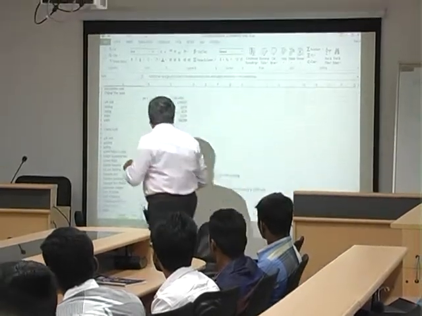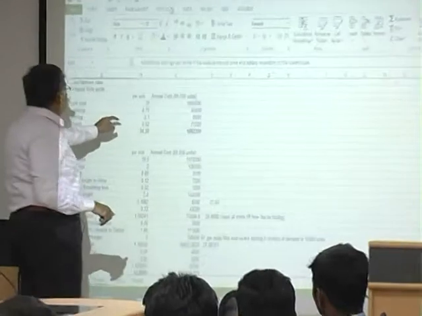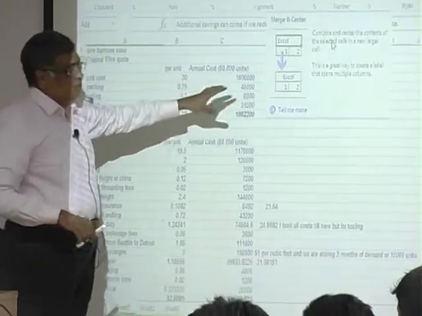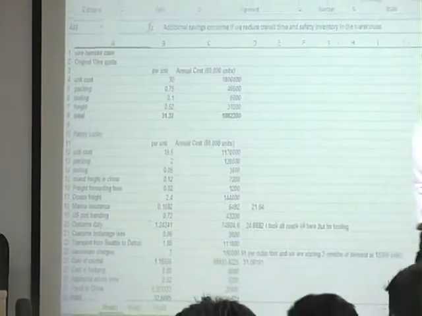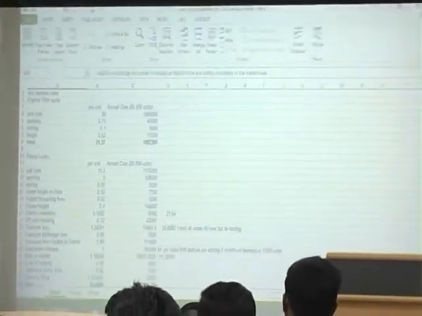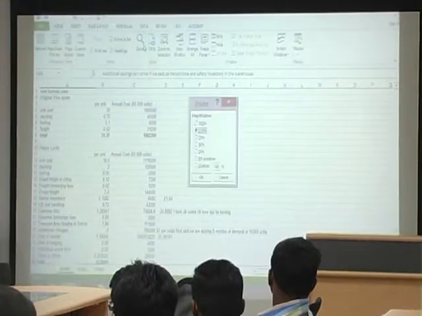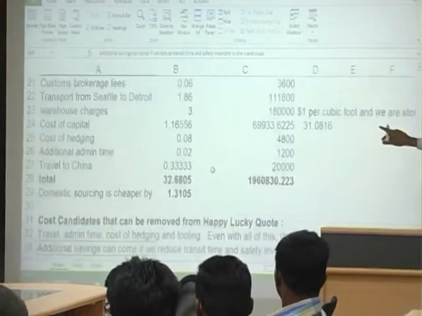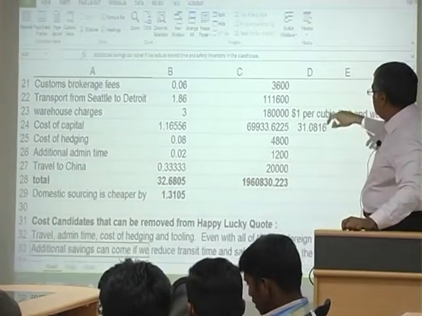A couple of things to point out. The first thing is the annual cost. Okay, in this particular test case, the demand was 5,000, not 6,000. So that's why 60,000. So in this case it was actually 60,000.